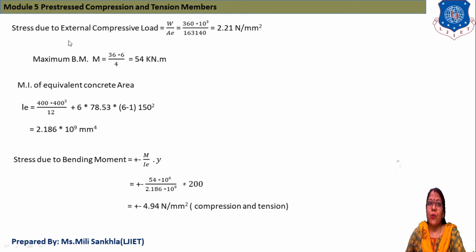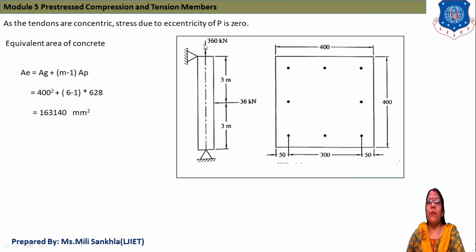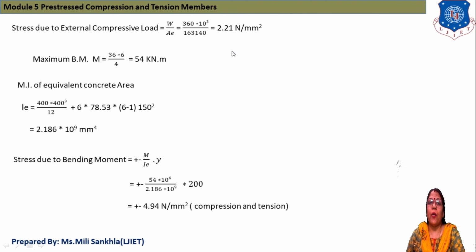Now stress due to external compressive load, that is W by A. W is given as 360 into 10 raised to the power 3. Effective area of concrete we found, 163,140. This W is given in the figure. Look at this. This one is the external load, 360. Okay, and after solution we get 2.21 Newton per mm square.